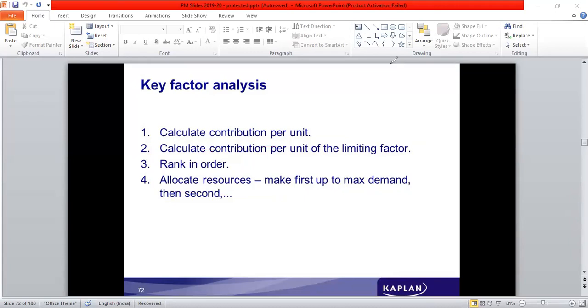So what are the steps in key factor analysis? Now remember, there is only one resource which is short in supply, or constraint, or limiting factor. If that is the case, how do they maximize their profit given that constraint? The steps mentioned are: calculate contribution per unit, calculate contribution per unit of the limiting factor, rank them in order, allocate resources. I'll explain that to you.